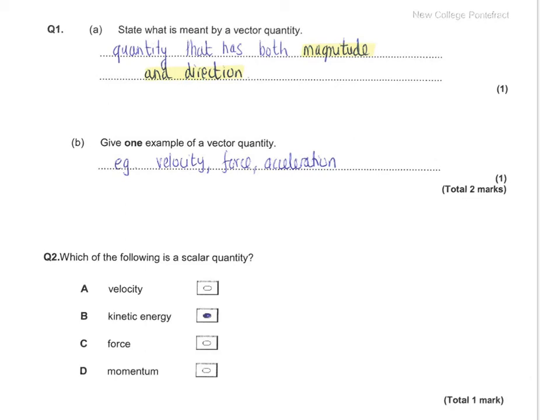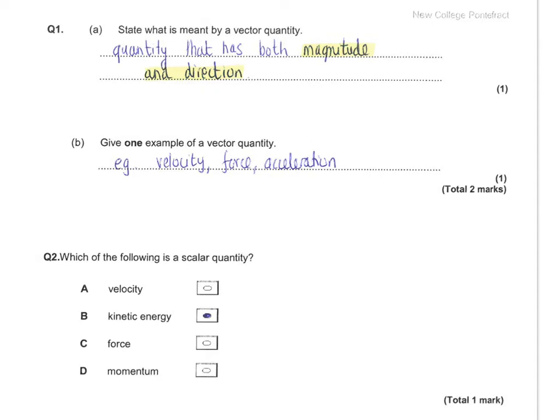This is the Mechanics Homework Booklet, questions 1 to 3. Question 1. What is meant by a vector quantity? A vector quantity is one that has both magnitude and direction.